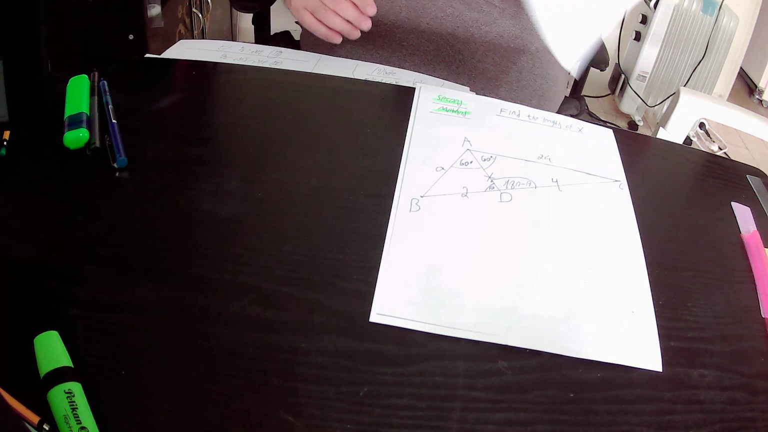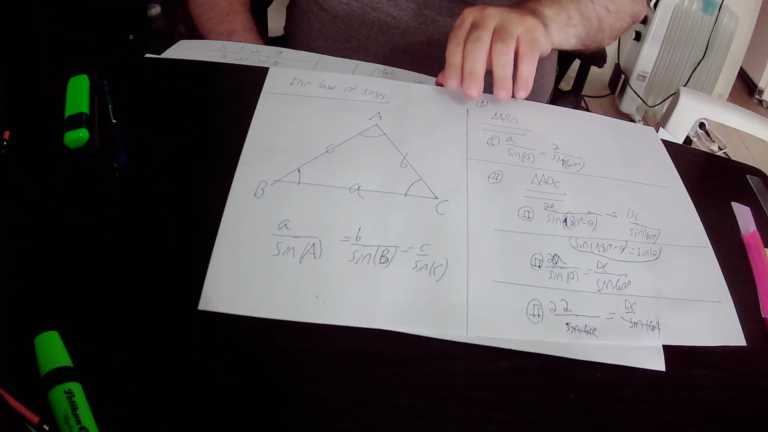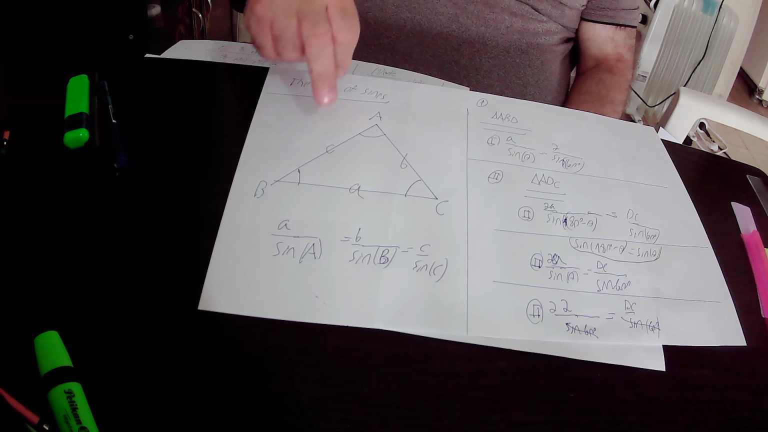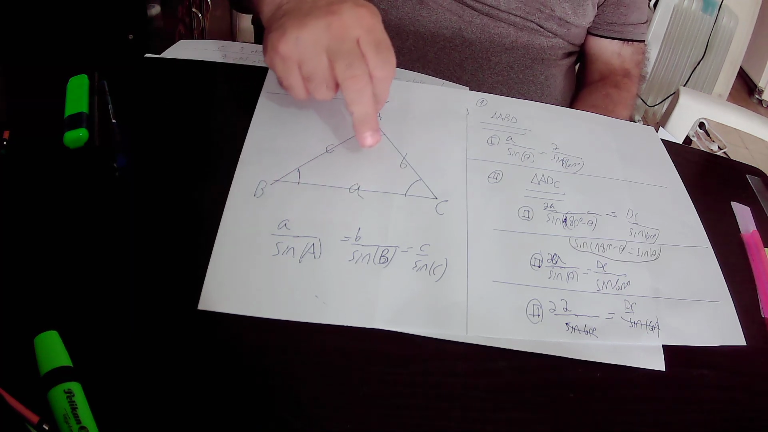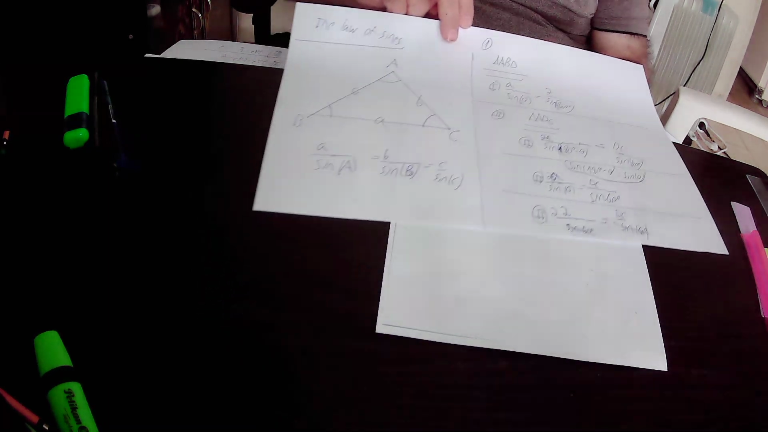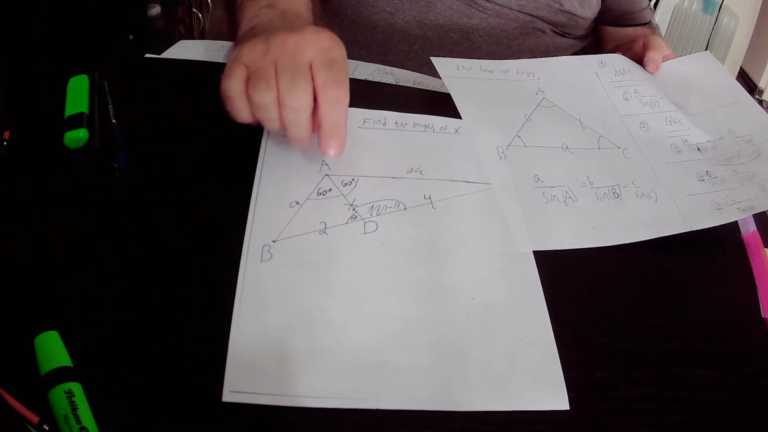I presented to you the law of sines. Drawing a triangle, A over sine A equals B over sine B equals C over sine C. We implemented the law of sines in triangle ABD.